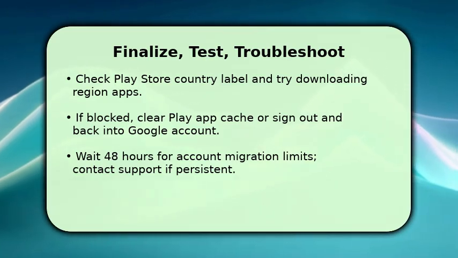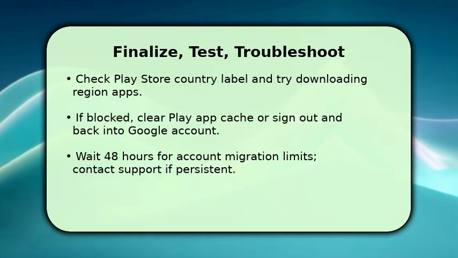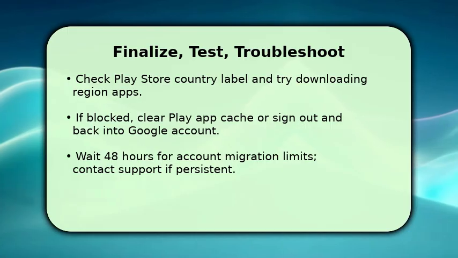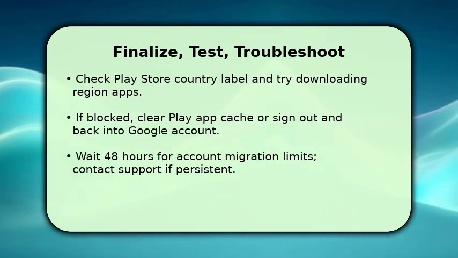If switching is denied, remember Google allows one change per year, and it can take up to 48 hours to propagate. If problems persist after that, contact Google support with your payments profile details.